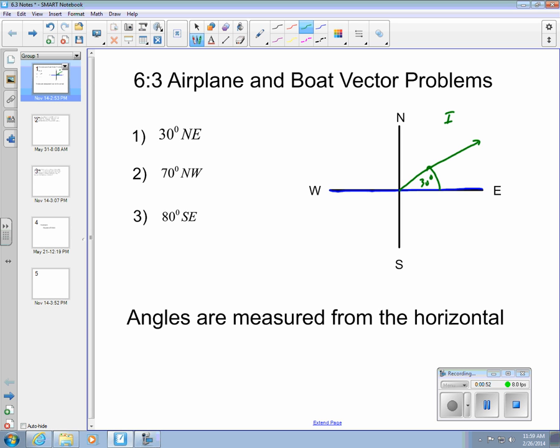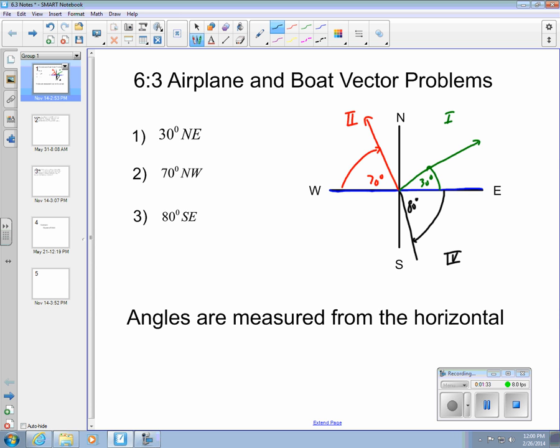Then the next one says you've got 70 degrees northwest. Well, northwest is over here in quadrant 2, so you want 70 degrees from here. So this would be your 70-degree angle. And then if they ask you to find 80 degrees southeast, well, southeast is down here in quadrant 4. So 80 degrees from the horizontal here. So this is 80 degrees. So that gets you used to looking at what those would be.